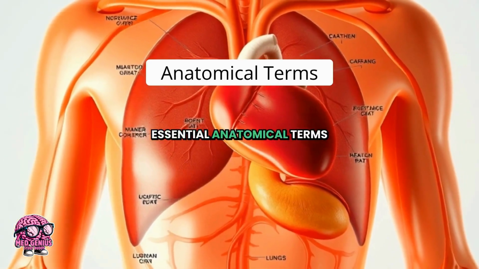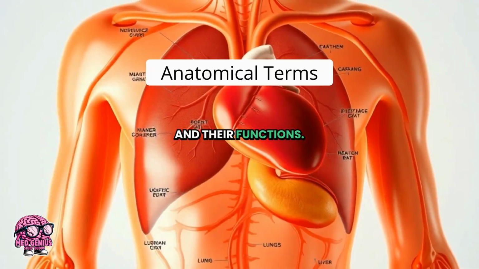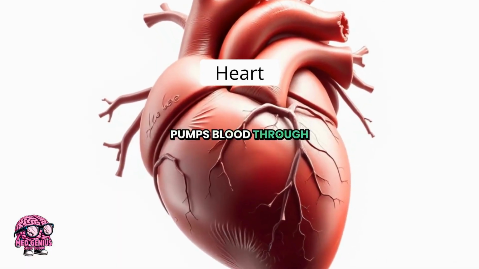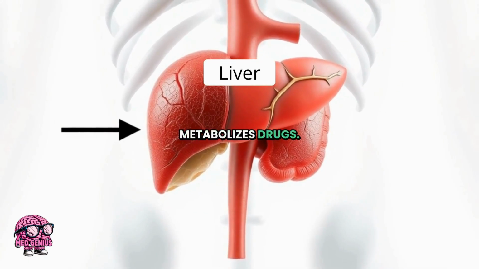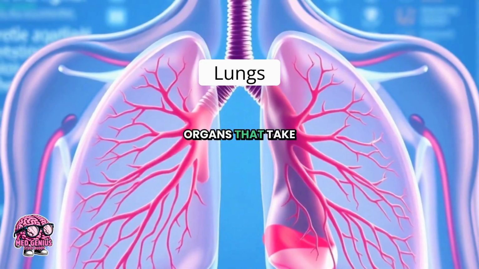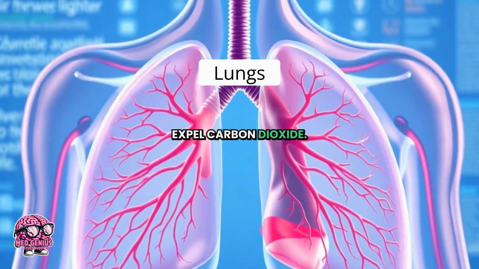Let's explore some essential anatomical terms and their functions. Heart, the organ that pumps blood through the body. Liver, an organ that detoxifies chemicals and metabolizes drugs. Lungs, organs that take in oxygen and expel carbon dioxide.